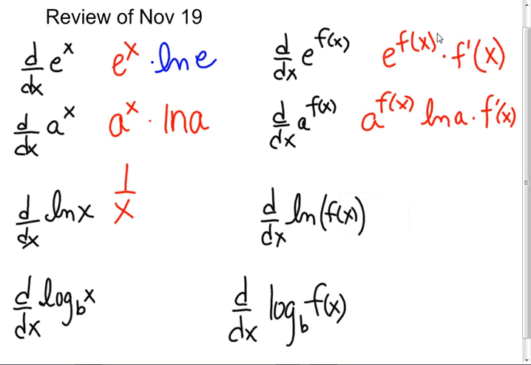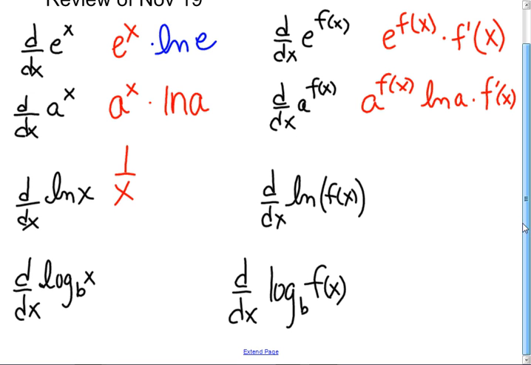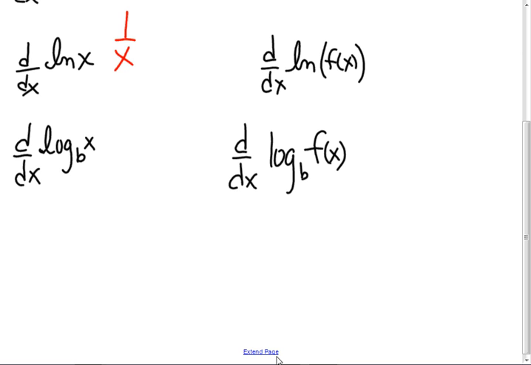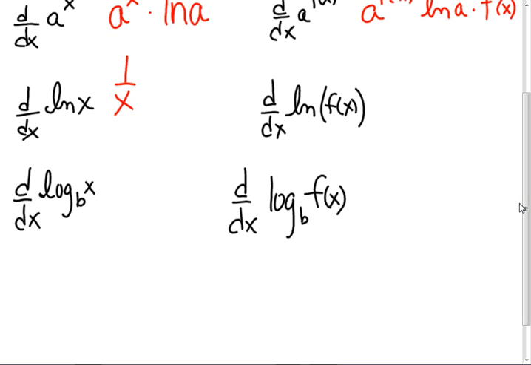A column on the right-hand side of that orange sheet, and then you're going to have f primes in there. There's probably not enough space to do it all. So what about the next one? If the derivative of the natural log of x is 1 over x, then what's the derivative of the natural log of f of x? 1 over f of x times f prime of x.